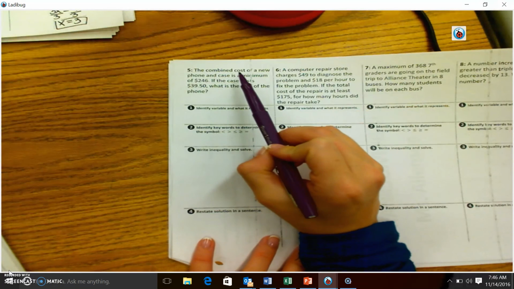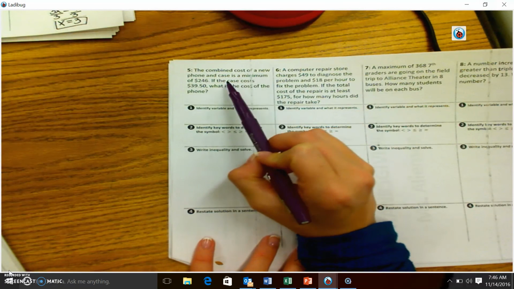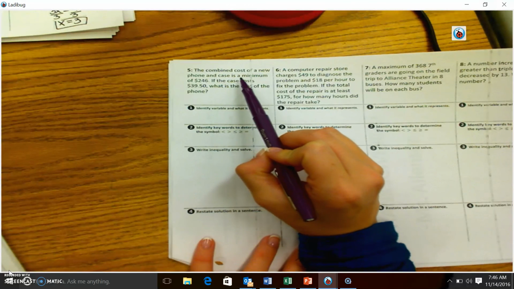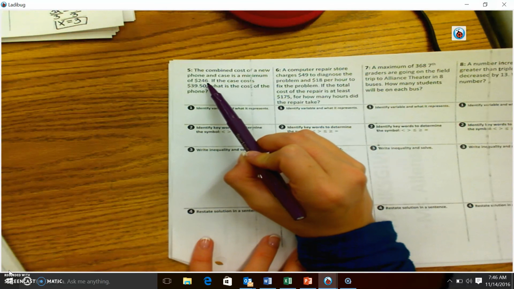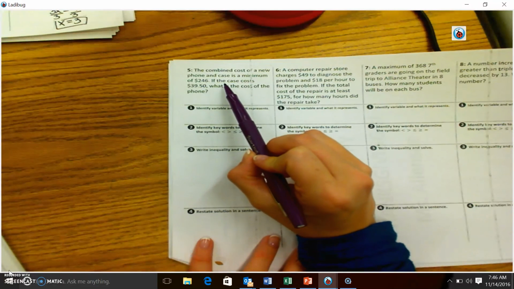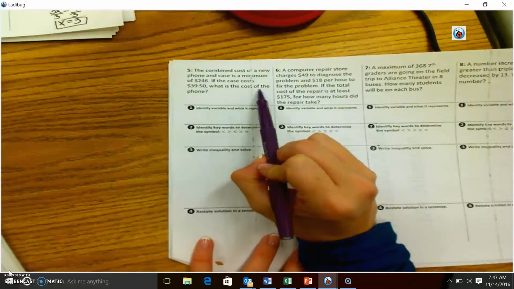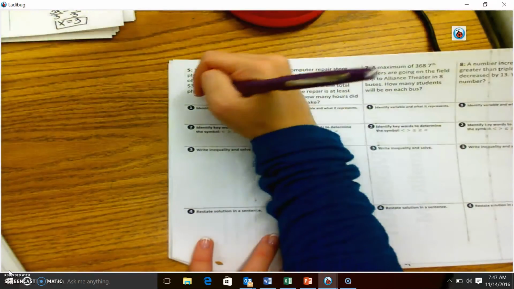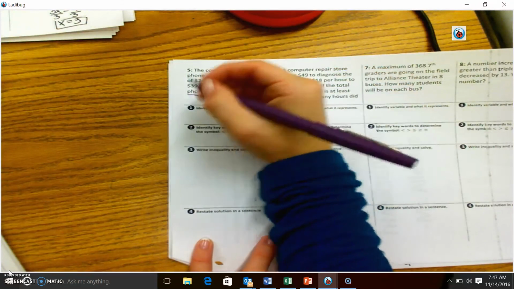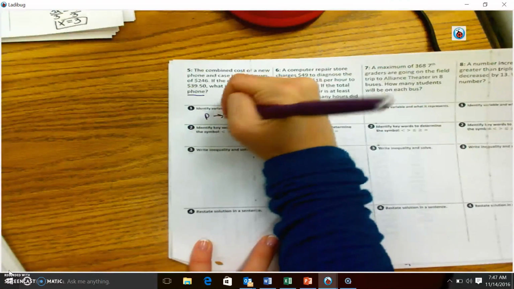The combined cost of a new phone and case is a minimum of $246. If the case costs $39.50, what is the cost of the phone? So our variable here is P for phone.